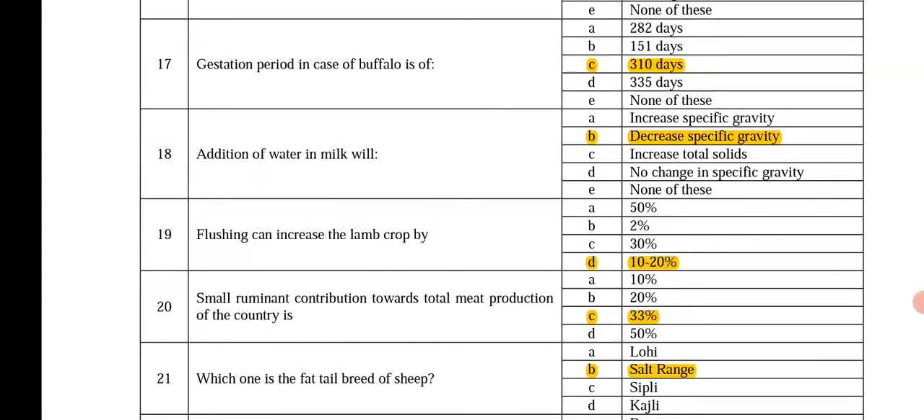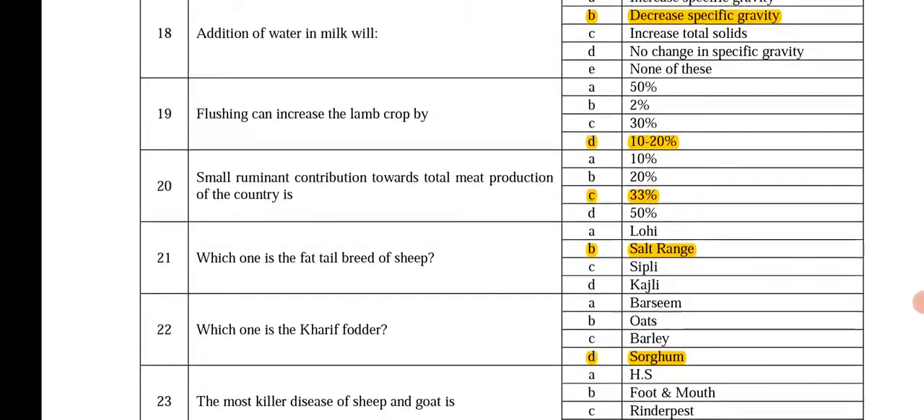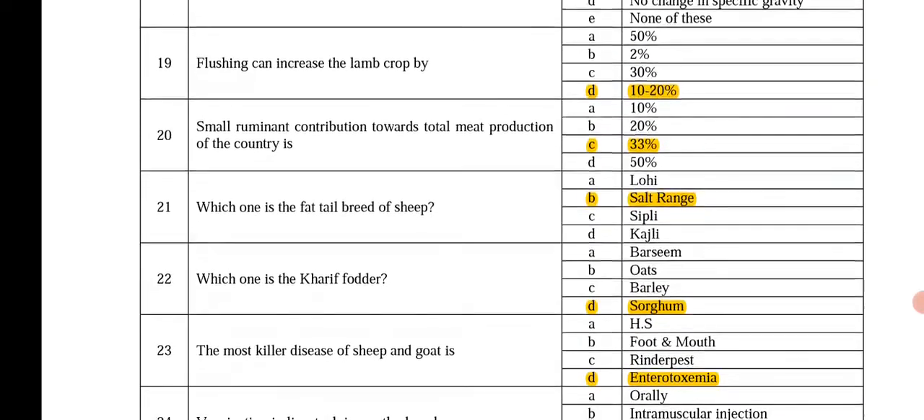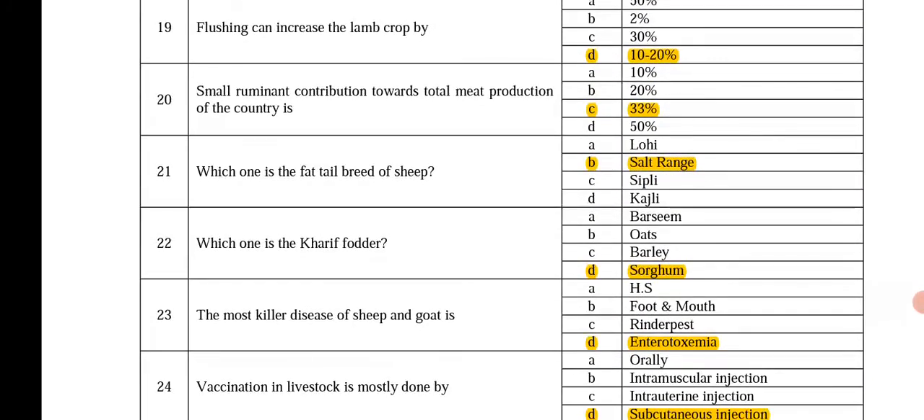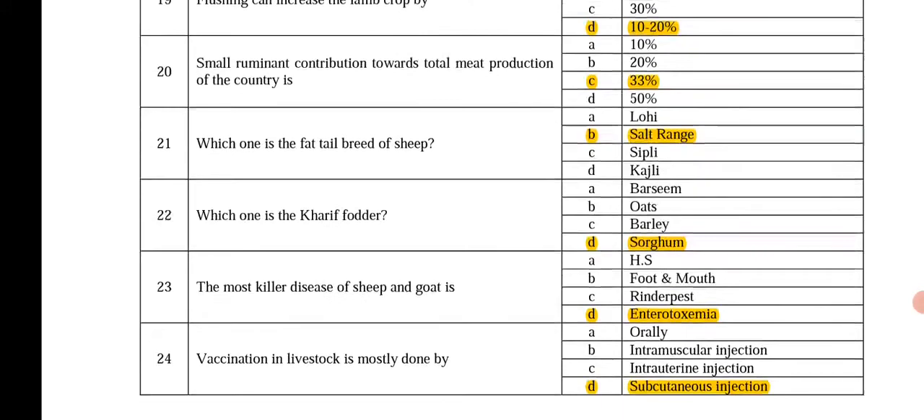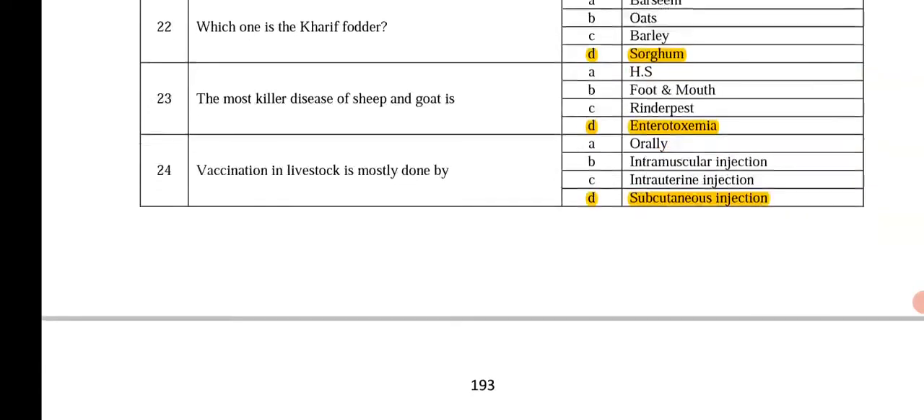Flushing can increase the lamb crop by 10 to 20%. Small ruminant contribution towards total meat production of the country is 33%. Which one is the fat tail breed of sheep? Salt range. Which one is the kharif fodder? Sorghum. The most killer disease of sheep and goat is enterotoxemia.